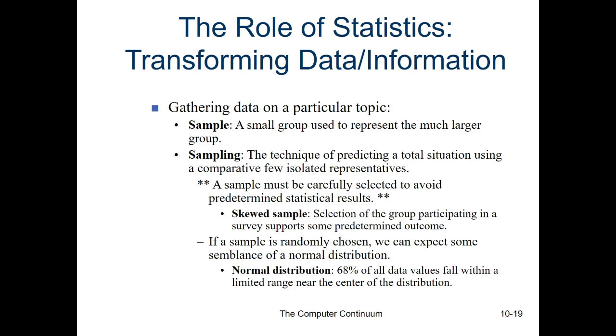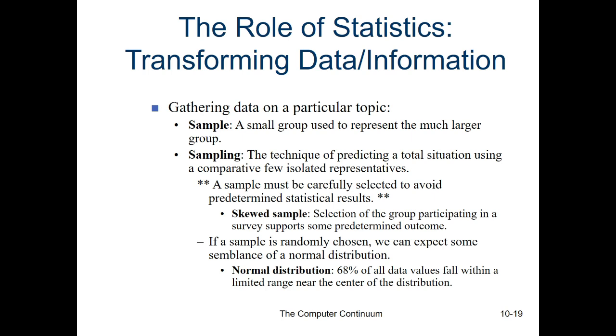And then we have gathering data, how we could gather data on particular subjects. There are different ways. For example, first we do sampling. What is sampling? A sample is just a small group used to represent a much larger group. For example, you are collecting data of students. If you take a small group of students, then that would be a sample. And sampling is just a technique of predicting a total situation using a comparatively small isolated representative group.